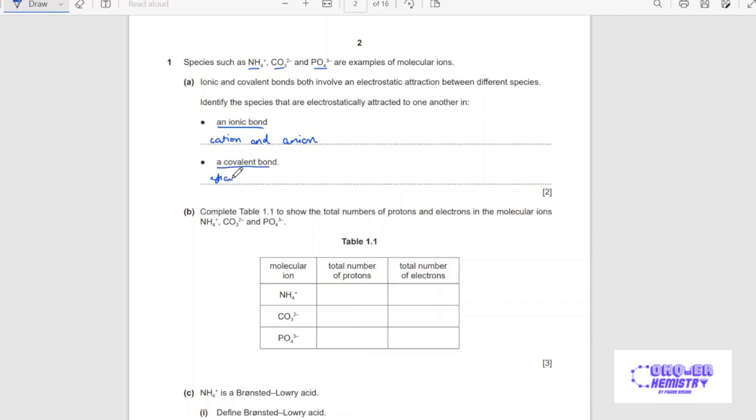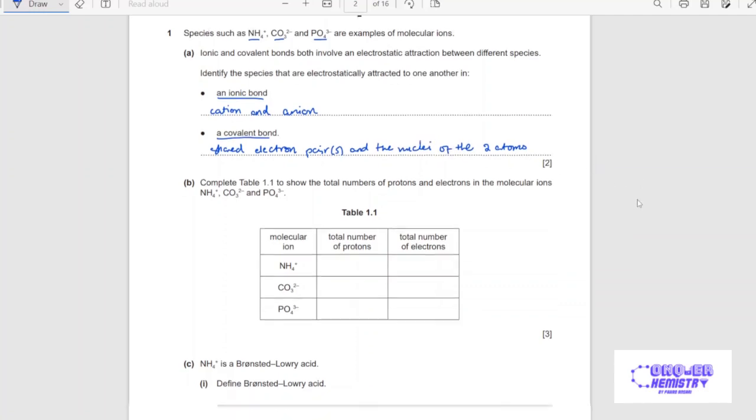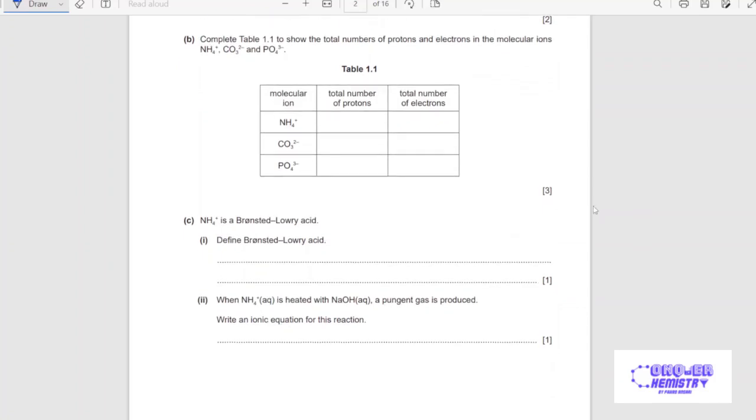The shared electron pair, or we can write pairs, right, because there could be a double bond or a triple bond, and the nuclei of the two atoms in the bond. All right, so that is how you describe a covalent bond. Right, moving on. So we need to complete table 1.1 to show the total numbers of protons and electrons in these molecular ions that we were talking about earlier.